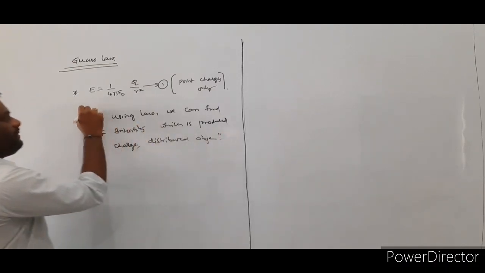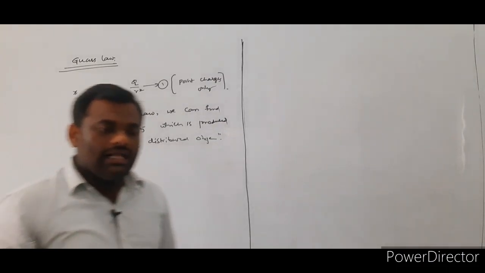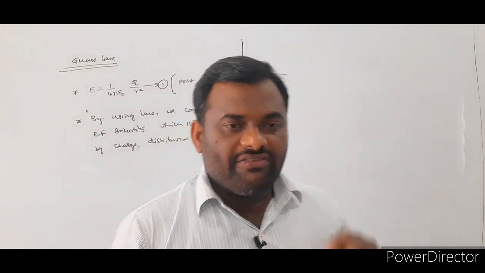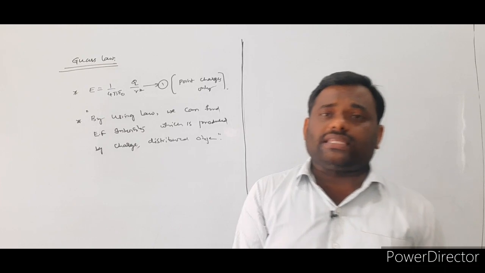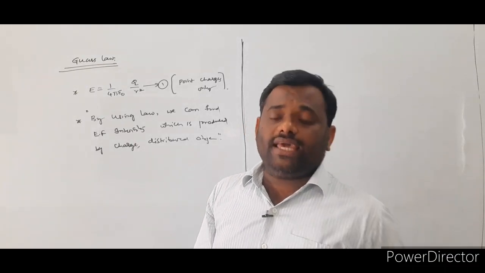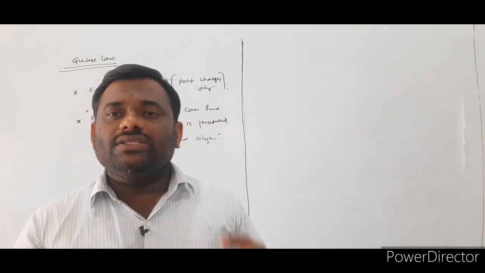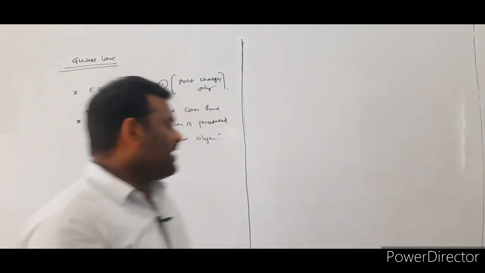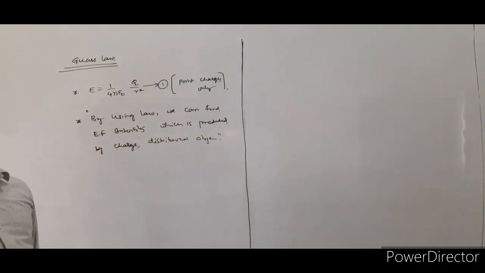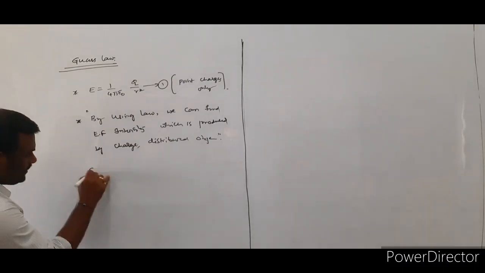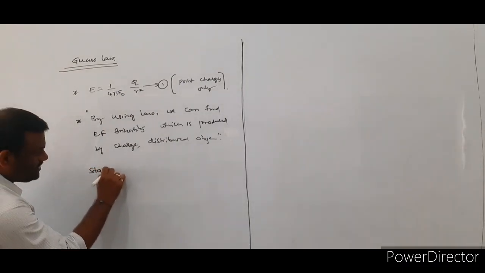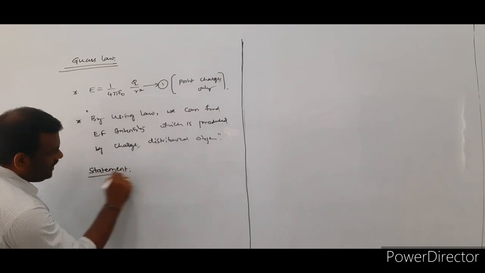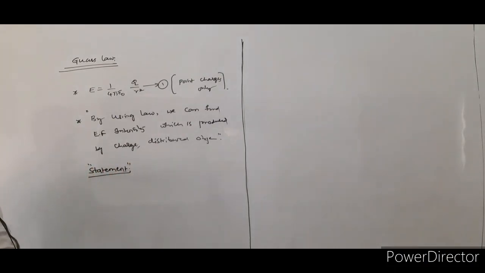So for which purpose are we using the Gauss law? Gauss law can be used for finding the electric field intensity which is produced by charge distributed objects. Okay, what is the statement of the Gauss law? Very important. Statement of the Gauss law, or definition of the Gauss law.